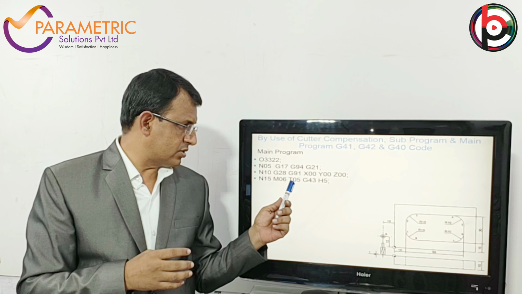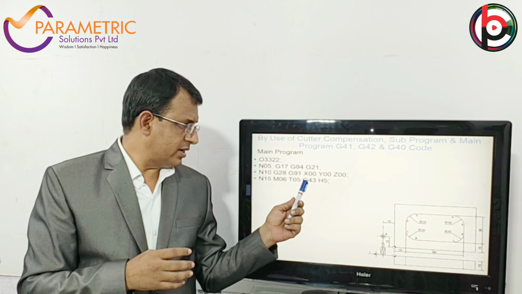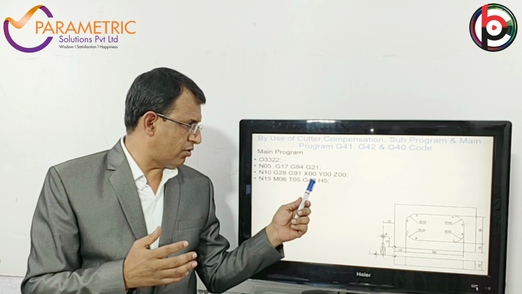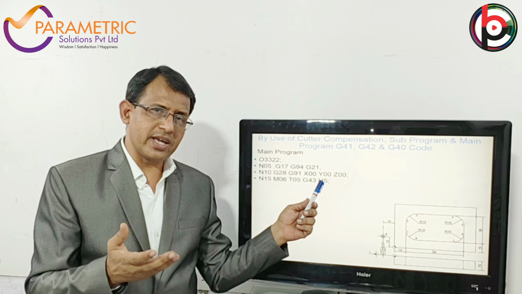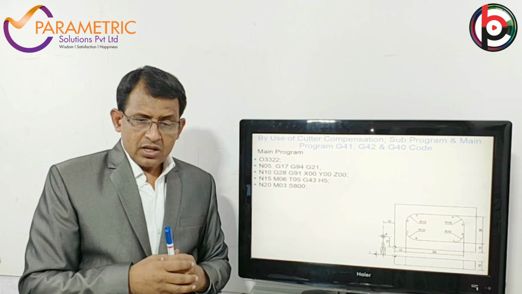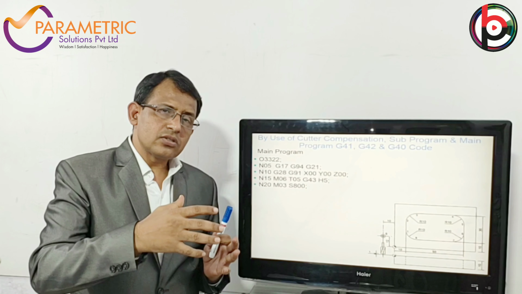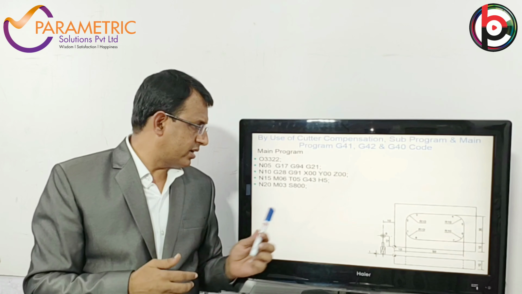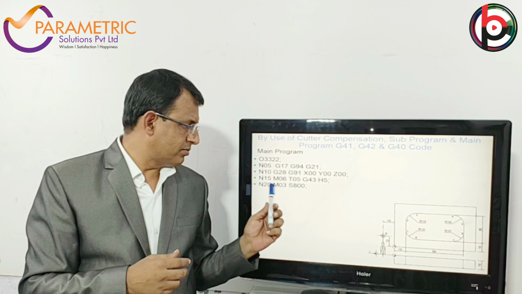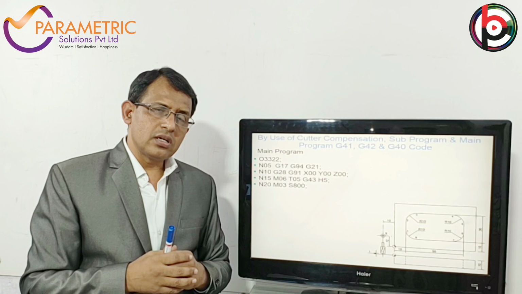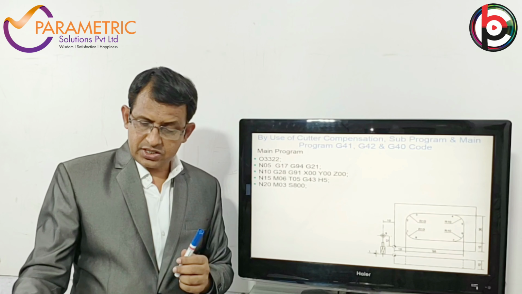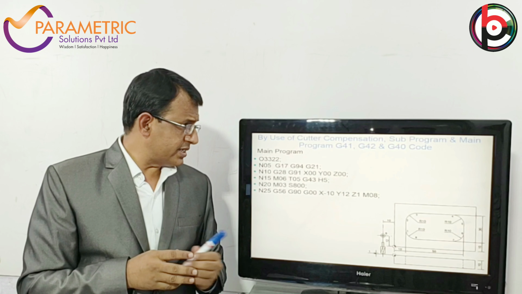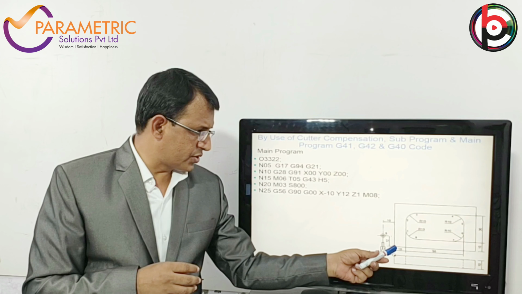Here I am selecting the tool T05, and then tool height compensation G43, and the tool height is 5 mm reference. Now after that tool selection, the spindle starts rotating at 800 rpm. M03 is the tool rotation in clockwise direction. The next step is, this is the origin 00.